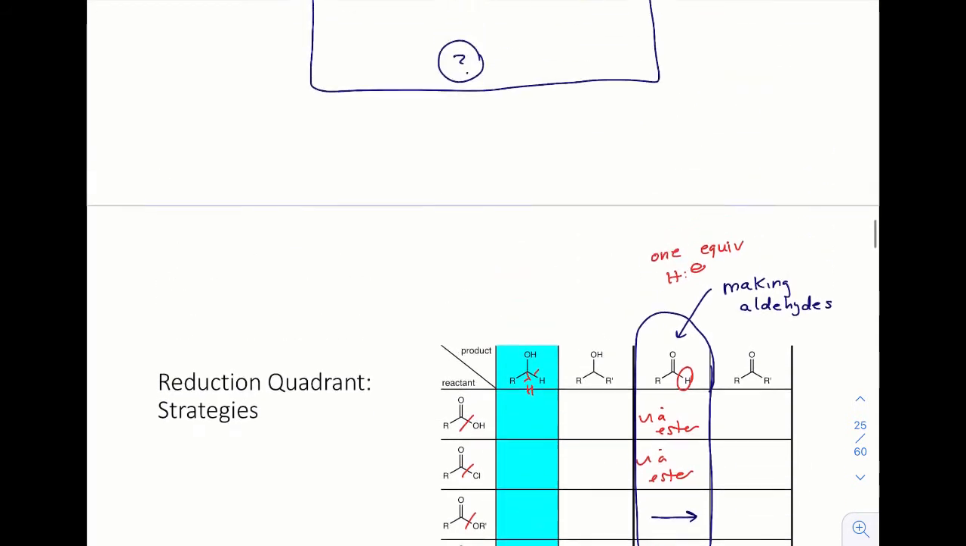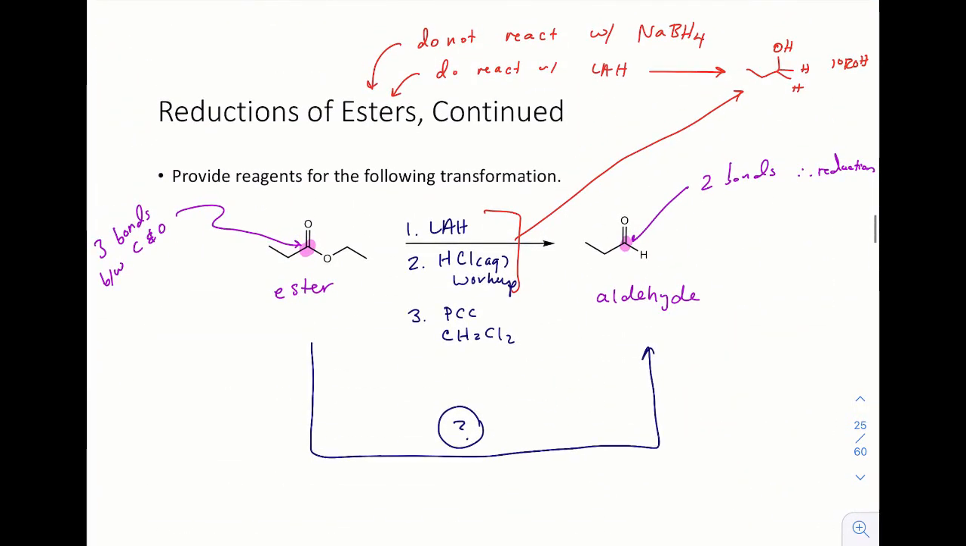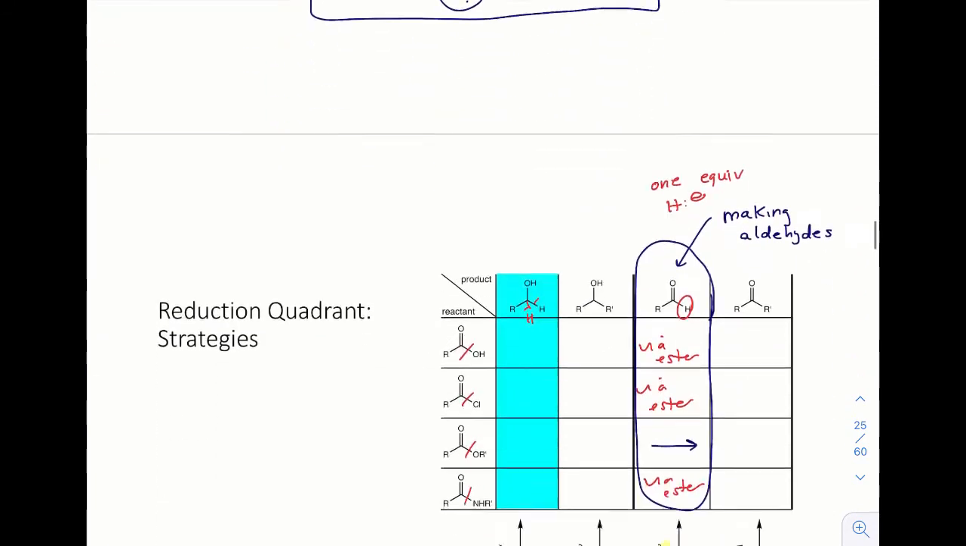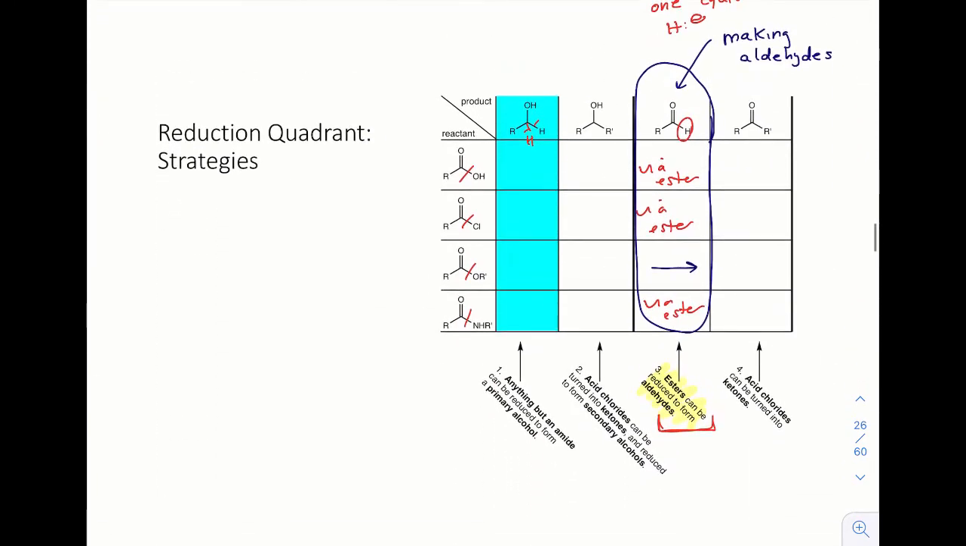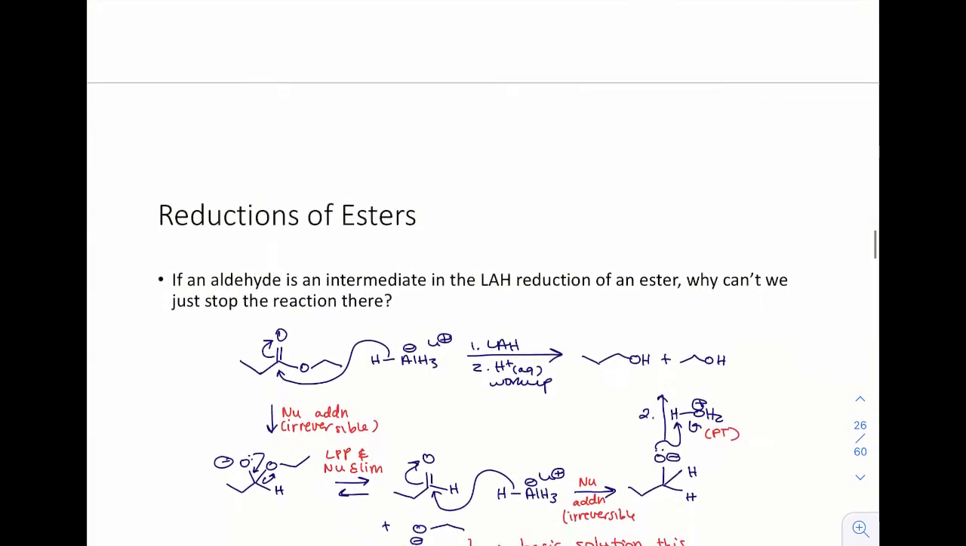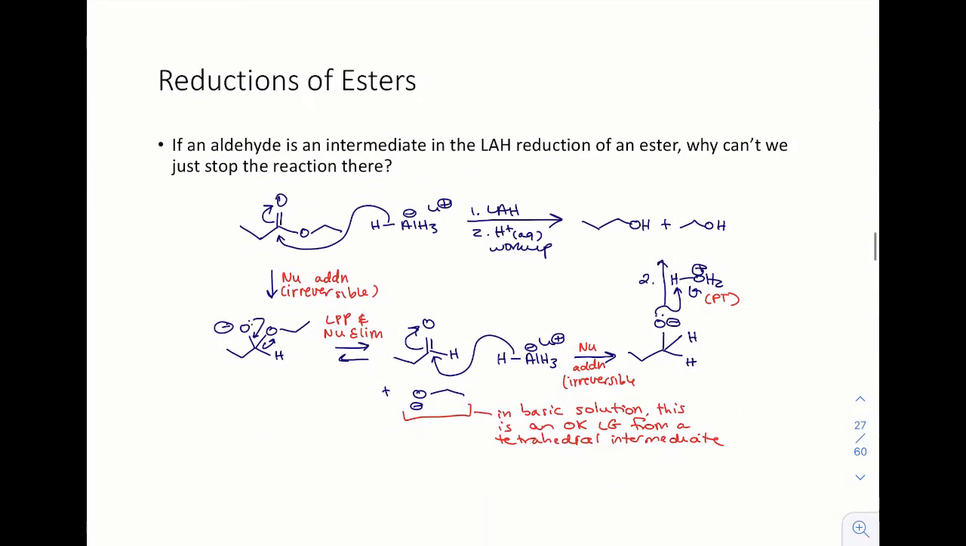Currently, we have this clunky scheme, reduce and oxidize. Why can't we just go directly to the aldehyde? Why can't we do it? Well, we already know why we can't do it. Here's the mechanism for the reduction of esters with lithium aluminum hydride that we have previously discussed.